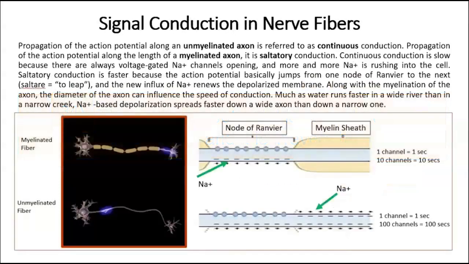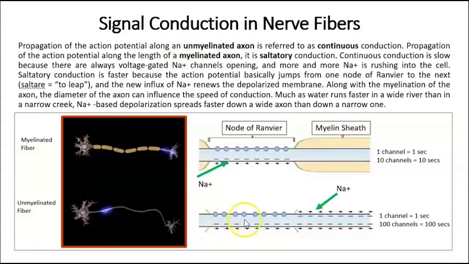If we scroll down, the next topic that we have is signal conduction in nerve fibers. We said we'll have two main types of fibers. We are going to have the myelinated and unmyelinated fibers. This unmyelinated, you see there's no myelin sheath covering the axon.